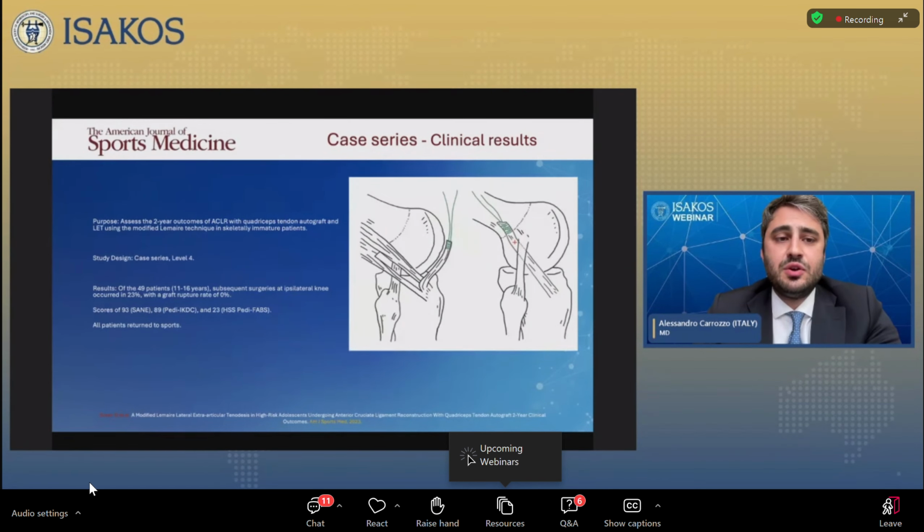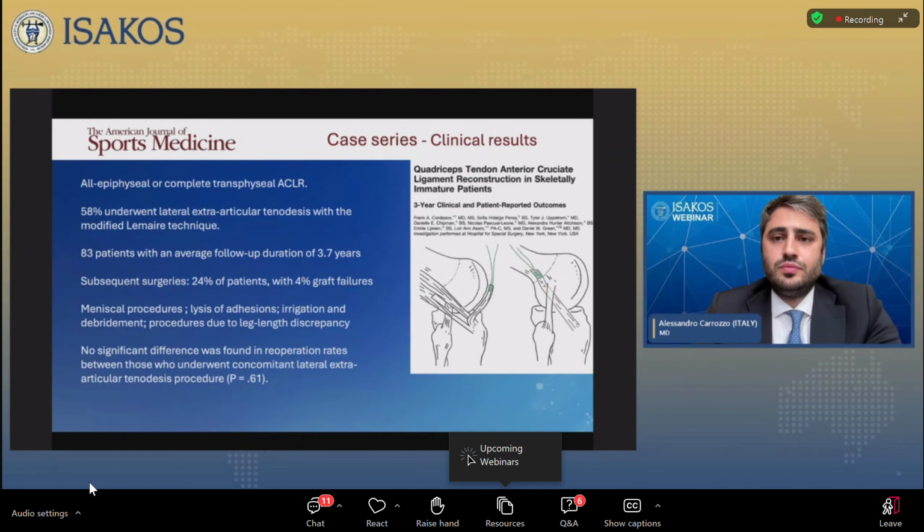The HSS Pediatric Orthopedic Group published an encouraging result on using quad tendon for ACL reconstruction combined with the Lemaire in skeletally immature patients. Despite a relatively high number of reinterventions, no patient had graft rupture, and all patients returned to sports at 2 years follow-up.